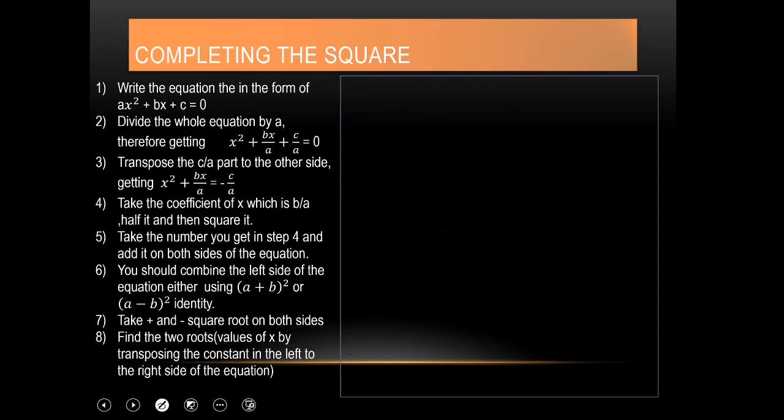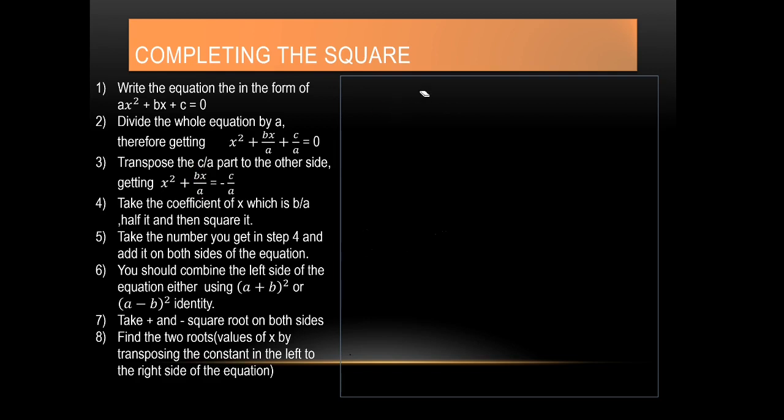So the next one is completing the square. What we do is we write the equation in the standard form and divide the whole equation by a, like the last time, and transpose this part to the other side and then take the coefficient of x, which is b by a. So take this coefficient, halve it and square it. What you are doing by halving it and squaring it is making it suitable for the expression.